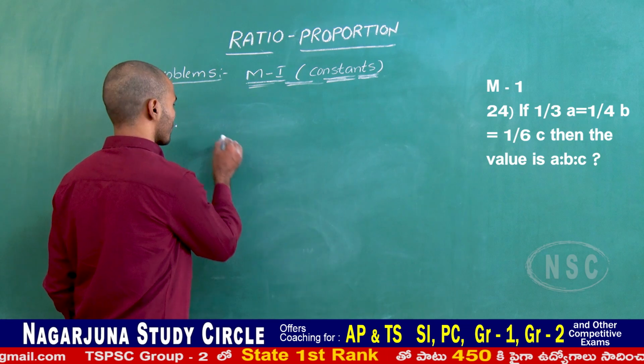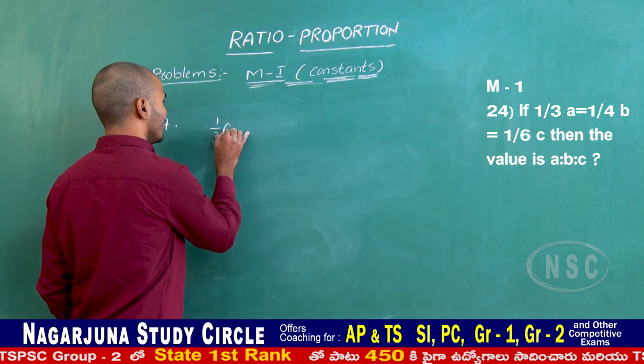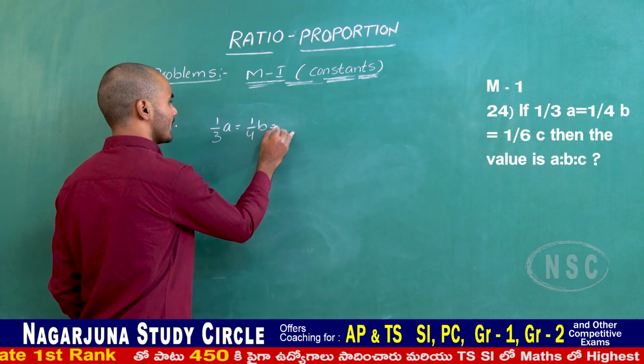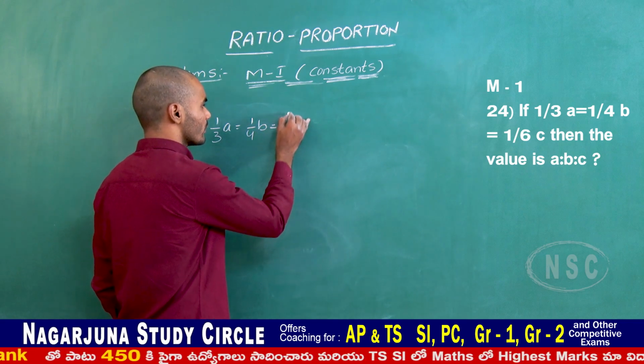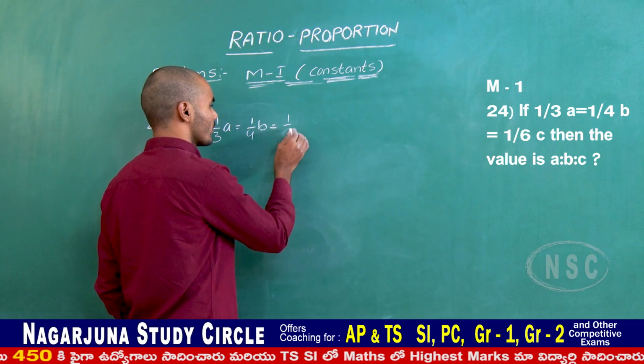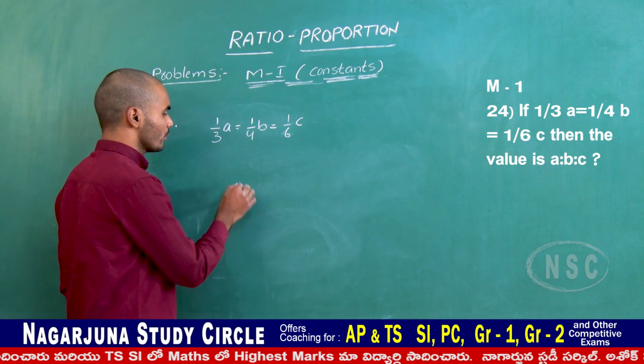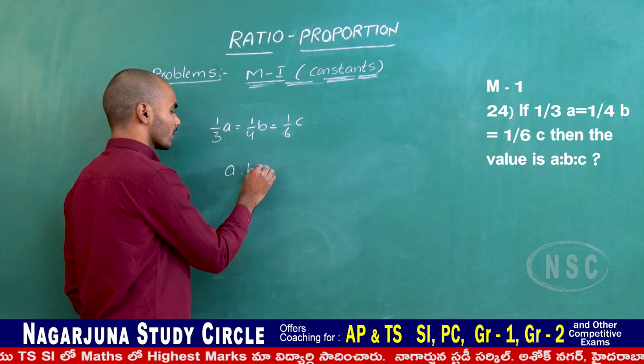The given data is 1 by 3 of A is equal to 1 by 4 of B is equal to 1 by 6 of C. We want to find out the ratio of A is to B is to C.